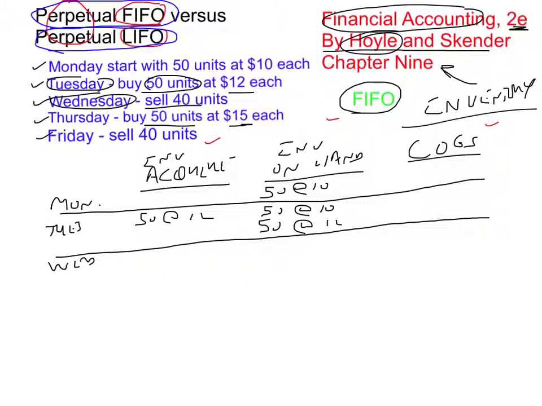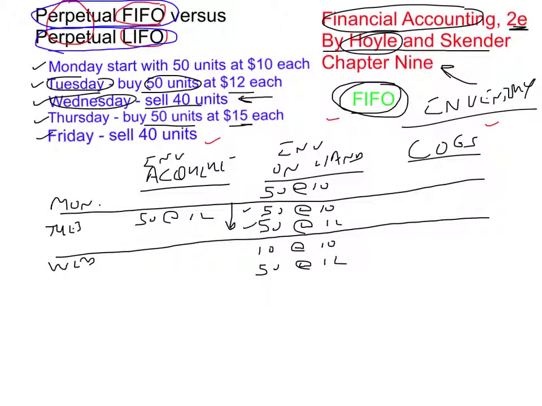Now notice in this problem, we have not yet mentioned FIFO. This is a FIFO problem, but we have not yet mentioned FIFO. FIFO comes into play when you sell the units. So on Wednesday, when you sell 40 units, then you make the FIFO assumption. If you had 50 at 10 and 50 at 12, and you sold 40, then you assume, and remember from our conversations, that FIFO always peels the inventory off in this direction. So you now have 10 at 10 and 50 at 12.